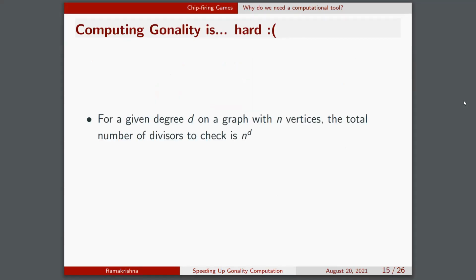So the thing is, for a given degree d on a graph with n vertices, the total number of divisors to check is about n to the d.